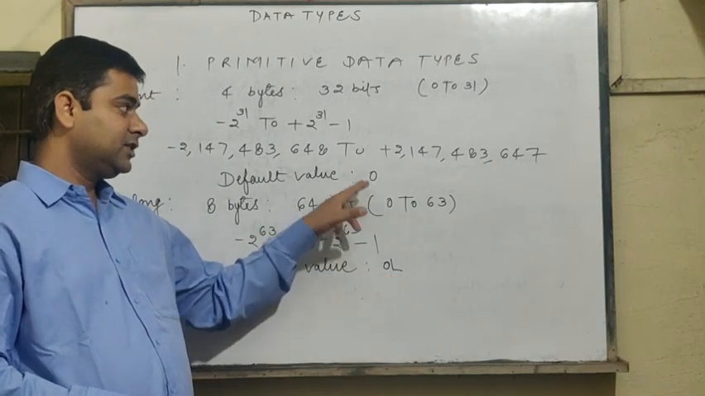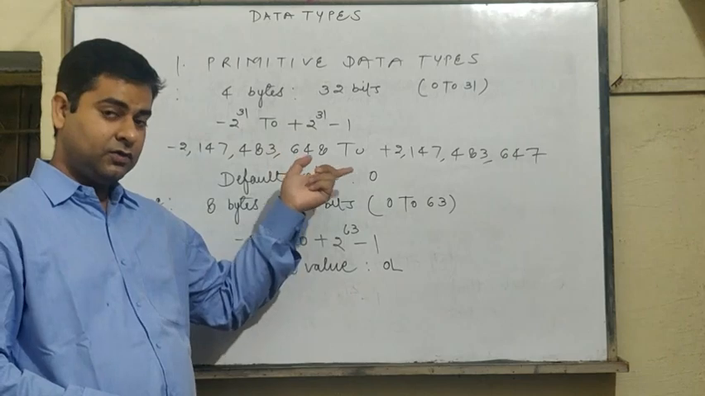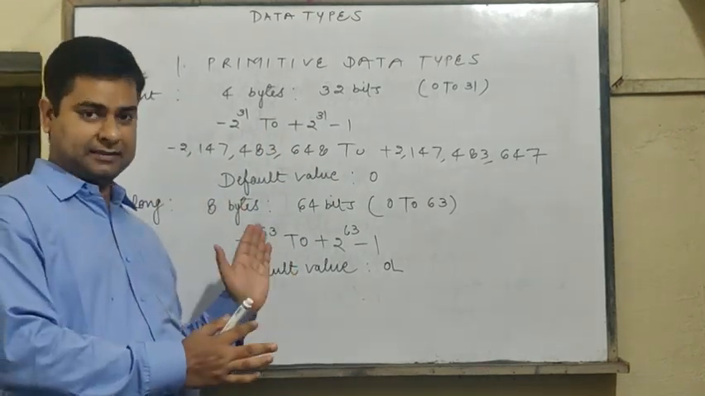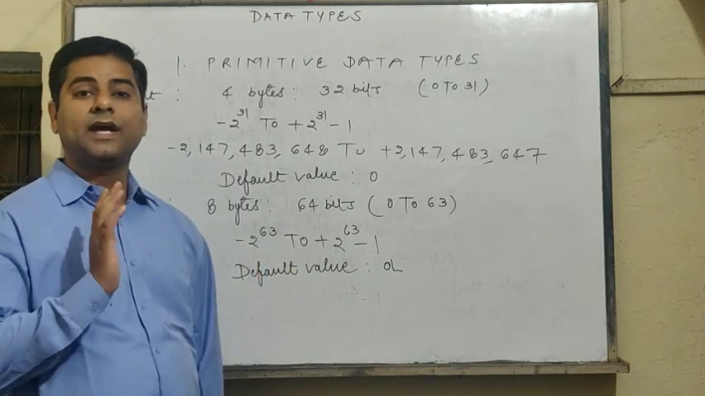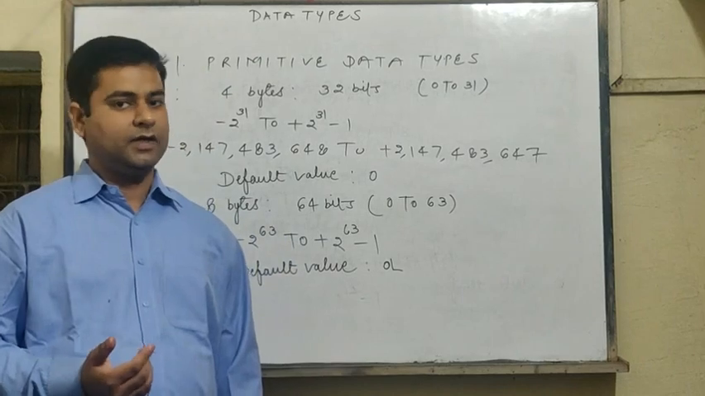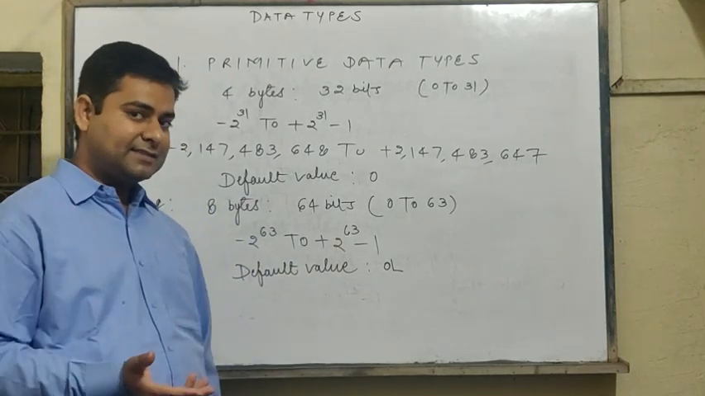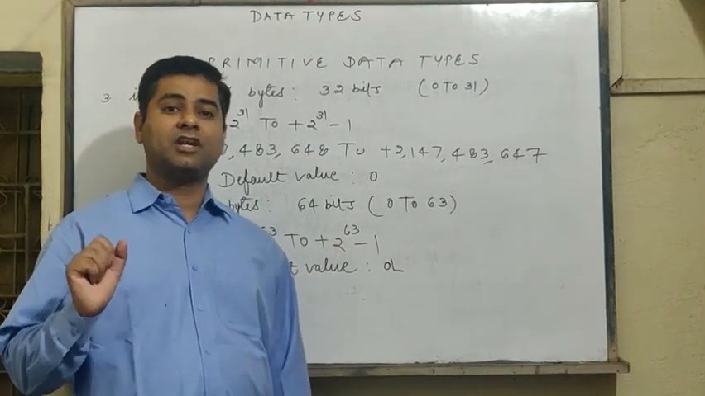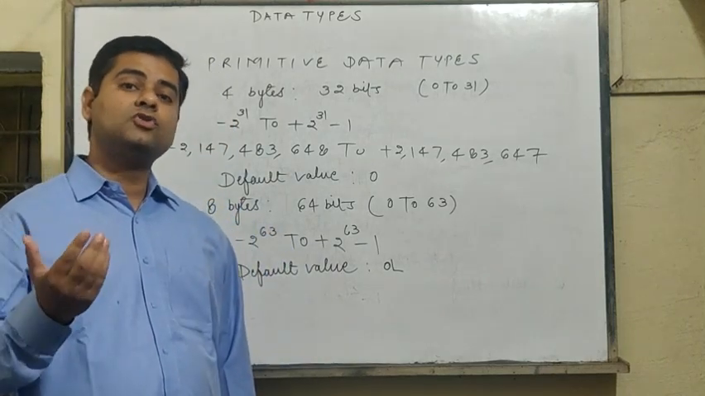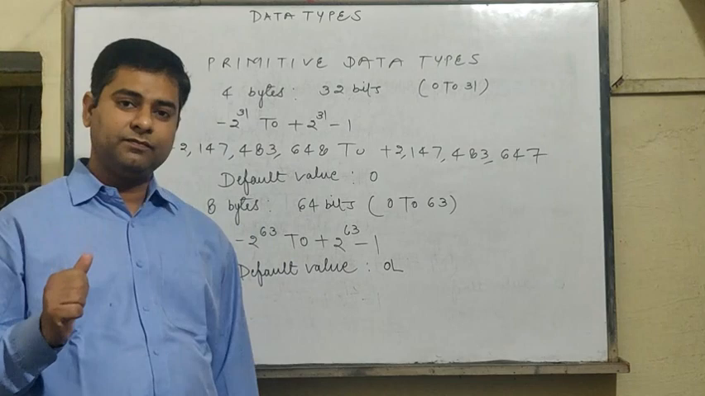For integer, 0. For short, 0. For byte, 0. So generally, these are all the data types of integer category, where you cannot store values in decimal form or as a fractional value. Understood? So now we are proceeding to the next category of data type, that is fractional or real data types. Real data types are those which can store the values in decimal form.